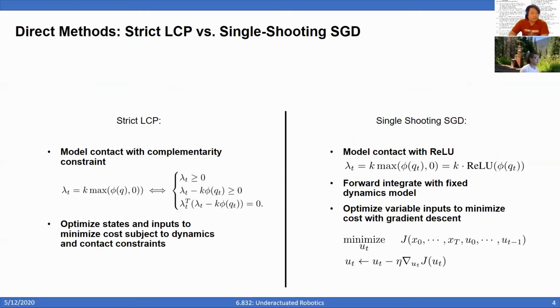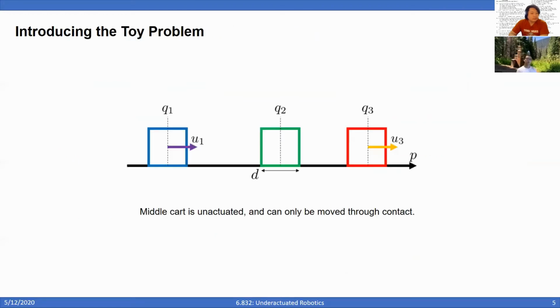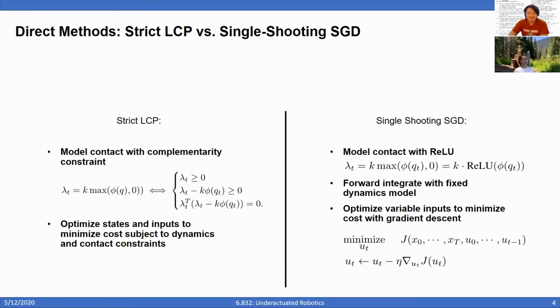For strict LCP, we use this complementarity constraint to model the contact, and then we optimize states as well as inputs to minimize costs subject to dynamics and contact constraints. For single shooting SGD, we model the contact with the ReLU, where K is the spring constant. Then we forward integrate with this fixed dynamics model that we know, and optimize the variable inputs to minimize cost with gradient descent.